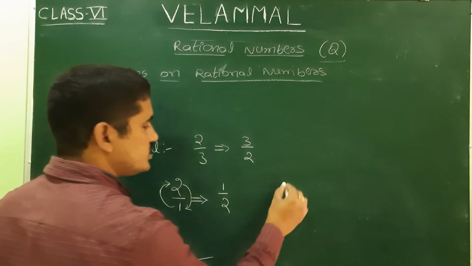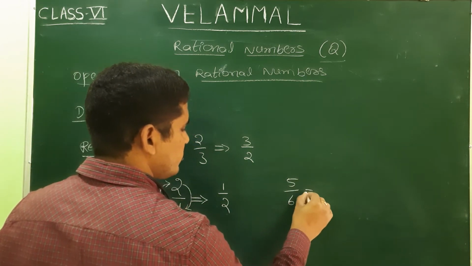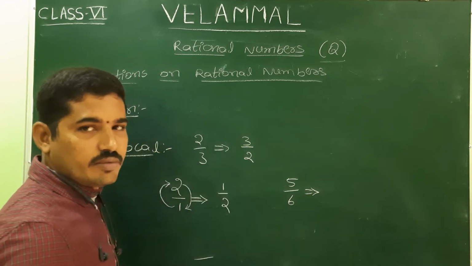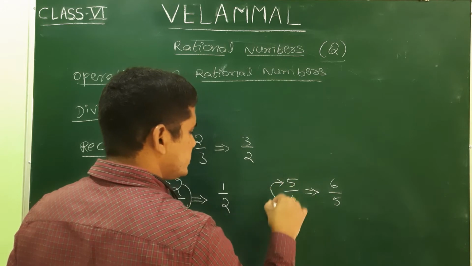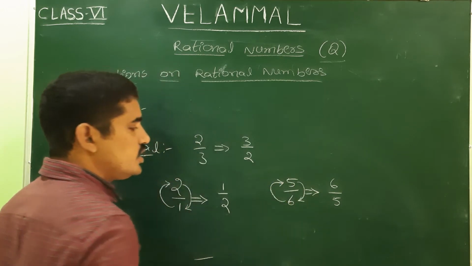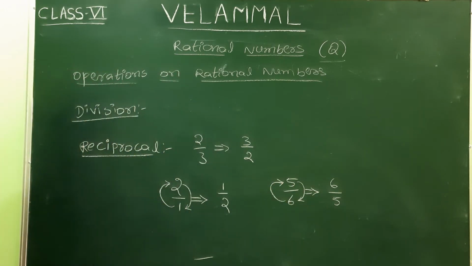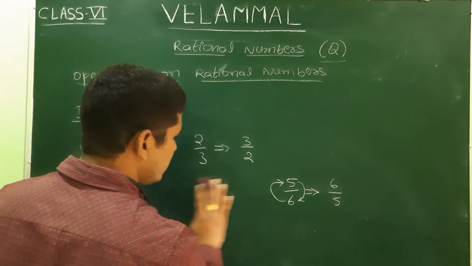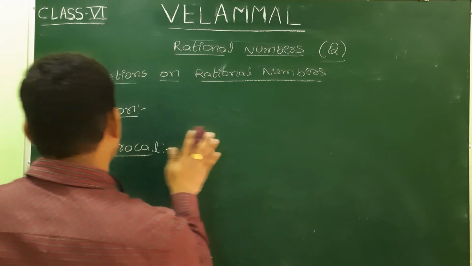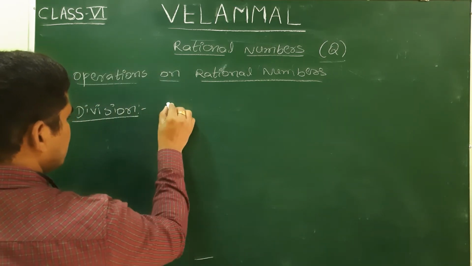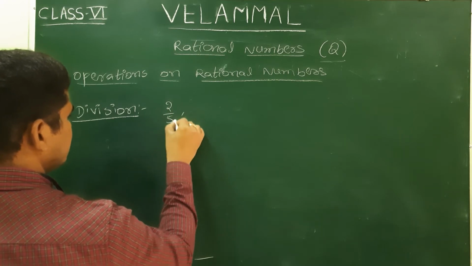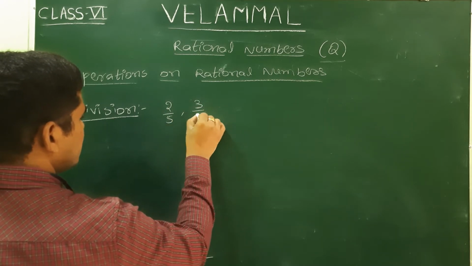See, for example, the reciprocal of 5 by 6 will come as 6 by 5. The numerator becomes the denominator and the denominator becomes the numerator. So this is the reciprocal. Using this reciprocal, we will find the division of rational numbers or fractions. See, 2 by 5 and 3 by 2.